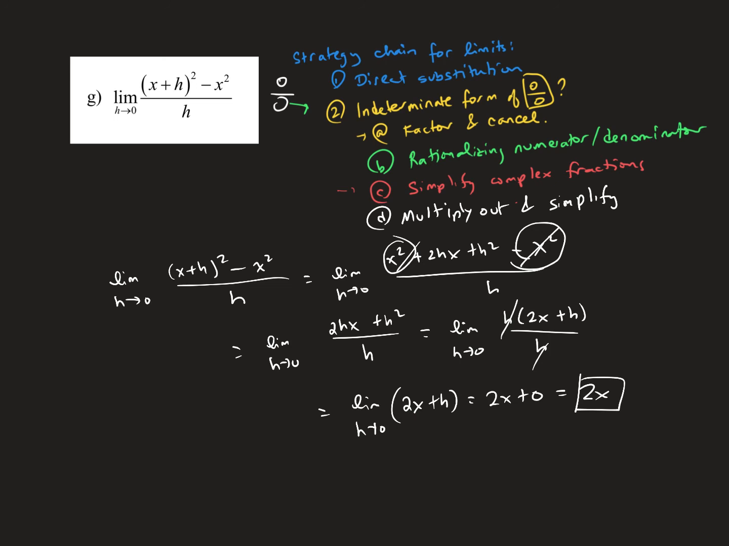Just know that whatever variable you're letting approach a number, that one shouldn't be in the answer. So if I'm letting h approach 0, I shouldn't have an h in my answer. So multiplying out and simplifying is exactly what it says. Multiply it out, subtract anything that'll go away, and then look for things to cancel on top and bottom.